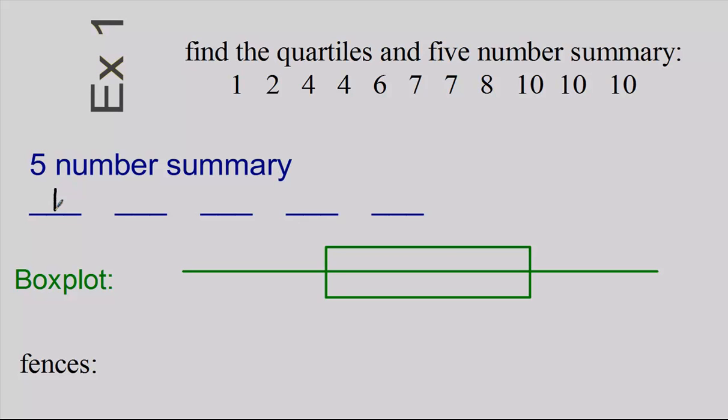The first number is 1, and the biggest number here is 10. Even though it's repeated, the biggest number is 10. Then we have to find the quartiles. So in our data set, 1, 2, 3, 4, 5, 6, 7, 8, 9, 10, 11 pieces of data. So the middle will be the 6th piece. 1, 2, 3, 4, 5, 6, leaving us with 1, 2, 3, 4, 5 on the other side. So our middle number, also known as Q2, is 7. Now I'm not going to use Q2 in my counting.